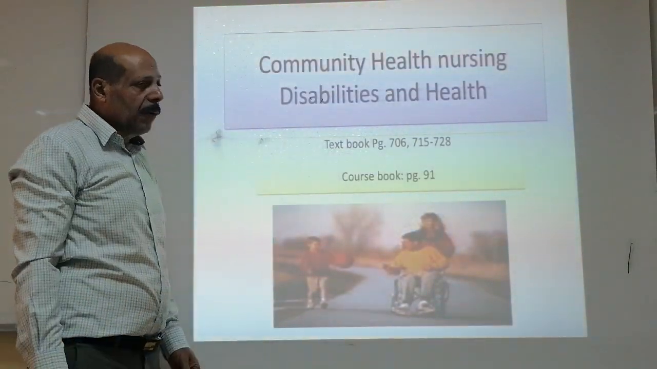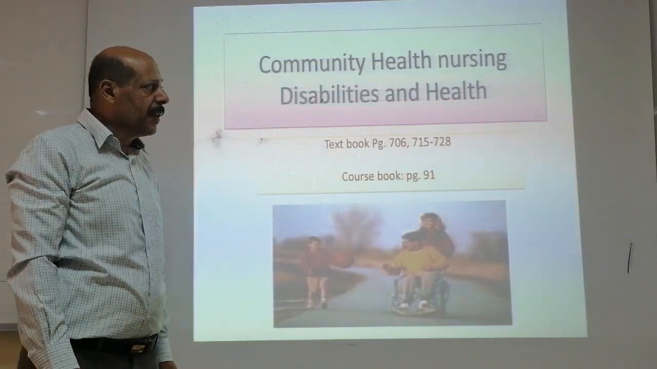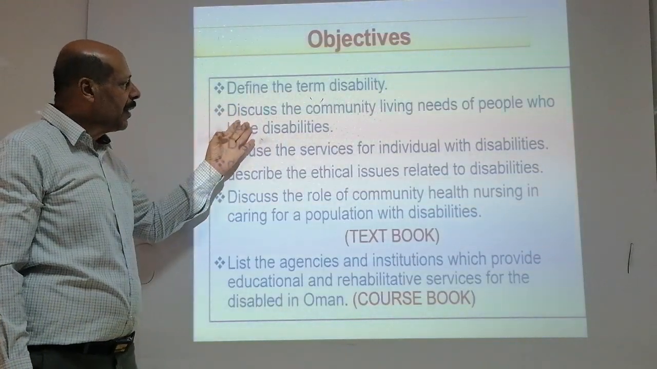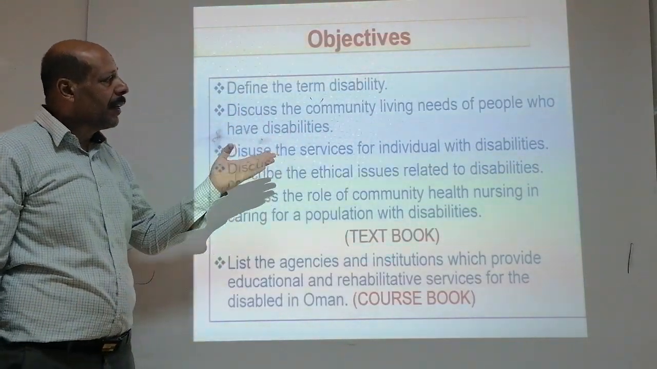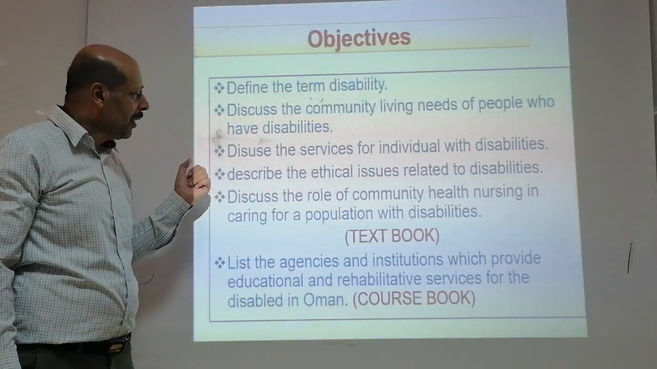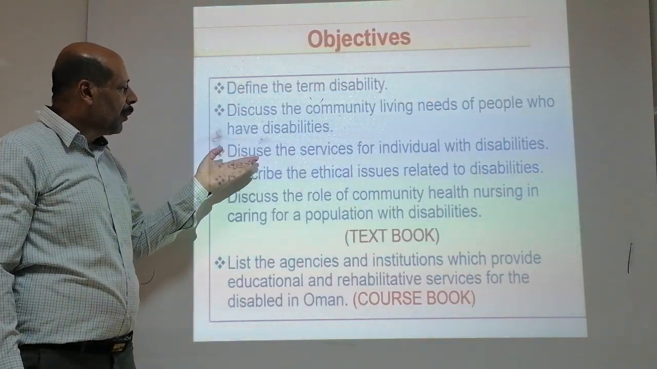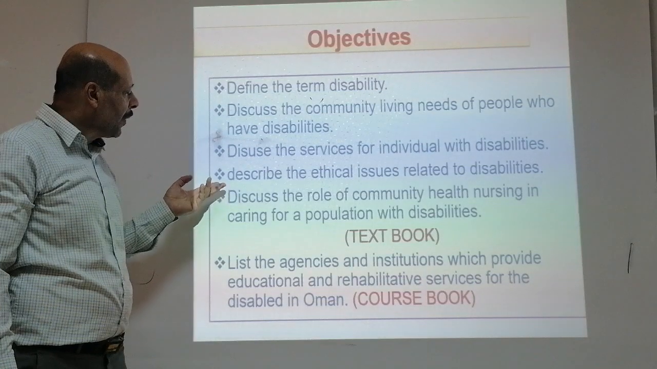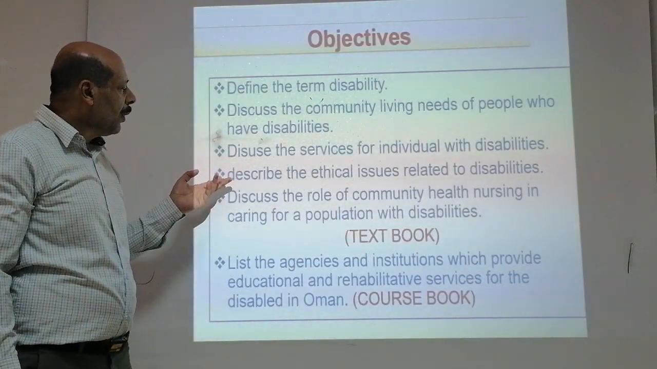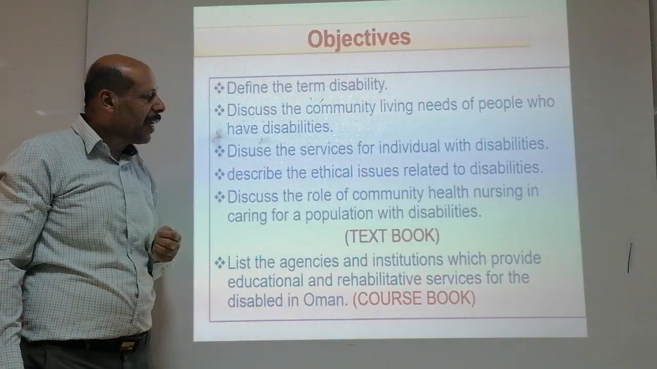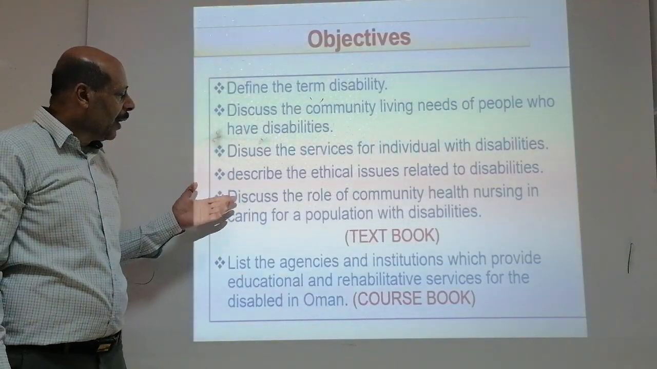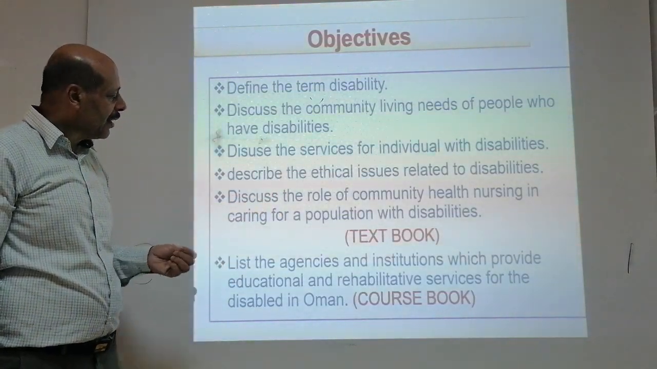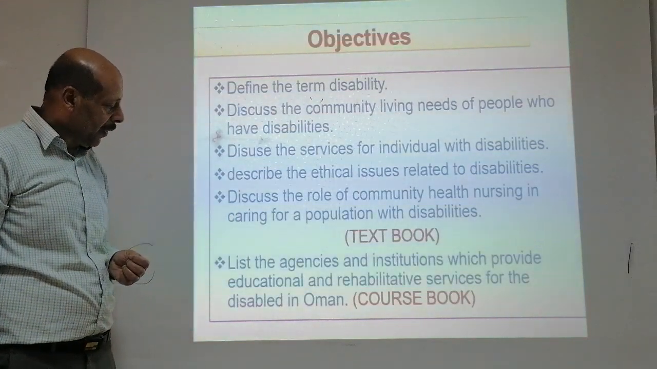For this session, we'll start with the community health nursing session, disabilities and health. The objectives for this session: we will define disability, discuss the community living needs of people who have disability, and see the misuse of services for individuals with disability. We will also describe the ethical issues related to disabled people and discuss the role of community health nursing in caring for the population with disability.